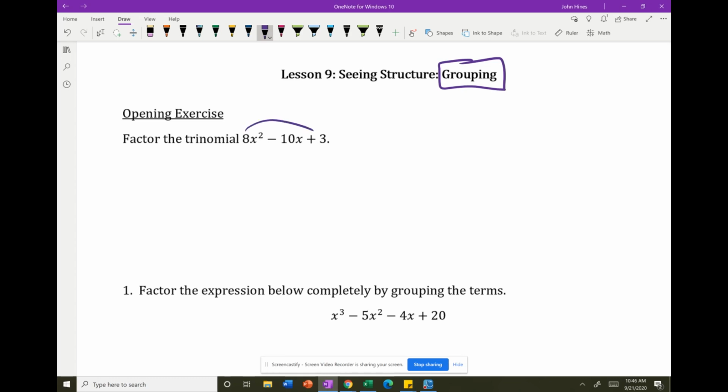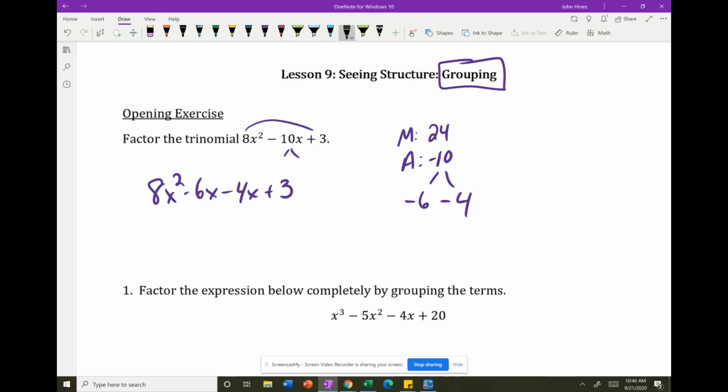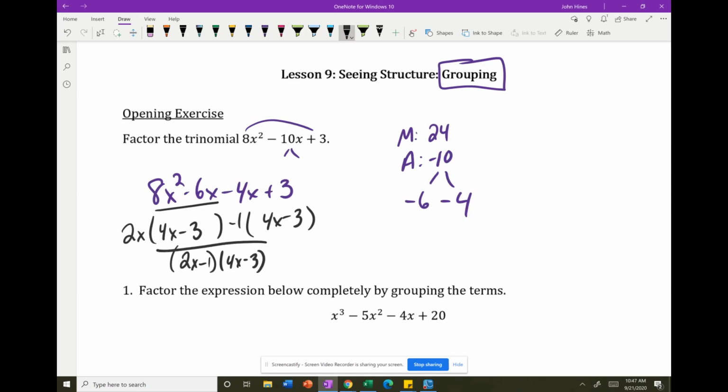So hopefully you noticed there was no GCF, so we need to figure out what multiplies to 24 and adds to negative 10. Well, both of these numbers need to be negative. And I got negative 6 and negative 4. So I split my middle term, and I get negative 6x minus 4x plus 3. And then we look at our first two terms and take out our GCF of 2x. So I get 4x minus 3. So over here I need 4x minus 3. Well, that's kind of what I have here, but I have to take out a factor of negative 1. So I get 2x minus 1 and 4x minus 3 as my two factors.